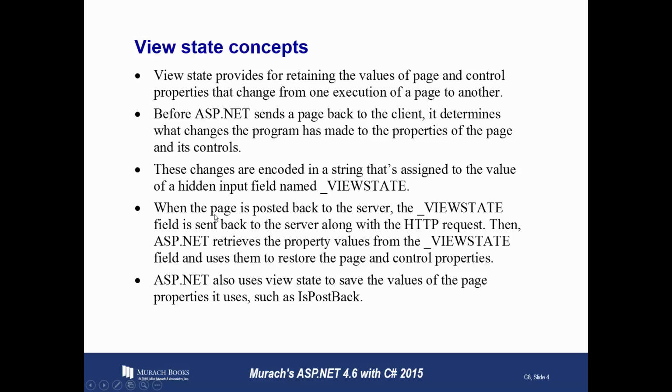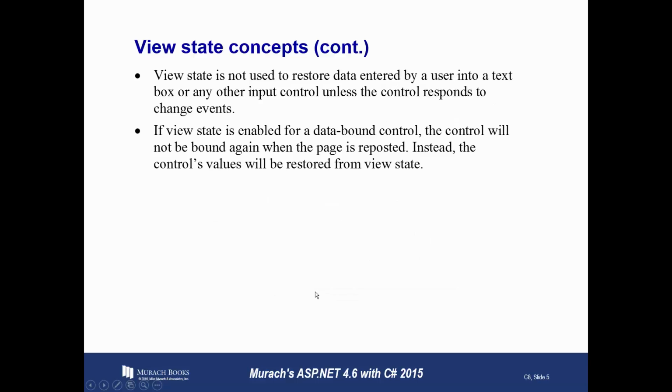So when the page is posted back to the server, the view state field is sent back to the server along with the HTTP request. ASP.NET retrieves the property values from view state and uses them to restore the page and the control properties. It also uses view state to save the values of the page properties it uses, such as postback.